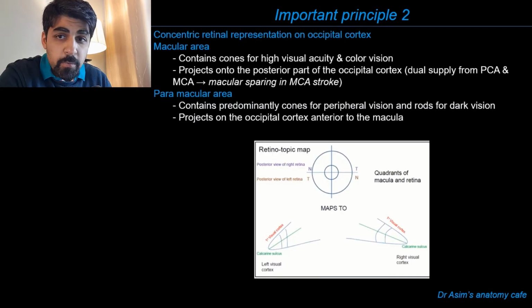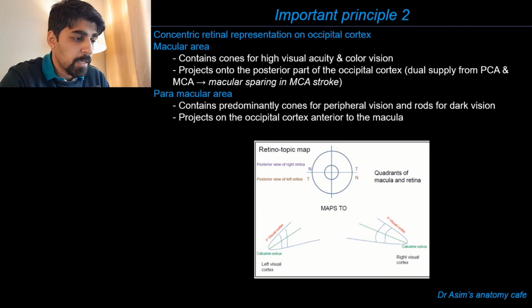Now, the second most important principle which you have to know is that the circular retina is represented on the cortex in such a way that the central part of the retina, the macula or the macula lutea, containing the fovea and the fovea centralis, is projected onto the posterior part of the occipital cortex, right? This is a cartoonic illustration which is showing you the medial surface of the occipital cortex. You can see the calcarine sulcus over here separating the occipital cortex into a gyrus above, which is known as the cuneus, and a gyrus below, which is known as the lingula.